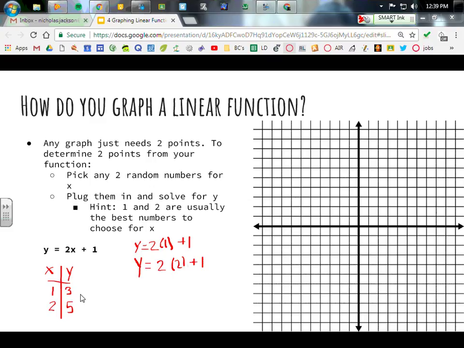All right, so these pairs will make your coordinates. My first coordinate will be 1 and 3, and my second coordinate will be 2 and 5. All right, and I'm going to go ahead and plot those. So 1 and 3 is right here. 2 and 5 is right here. And I only need at least these 2 points, and my graph will pass through those 2 points. All right, and so there's my graph. That's what I get.